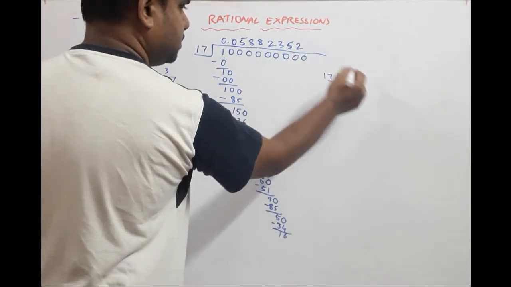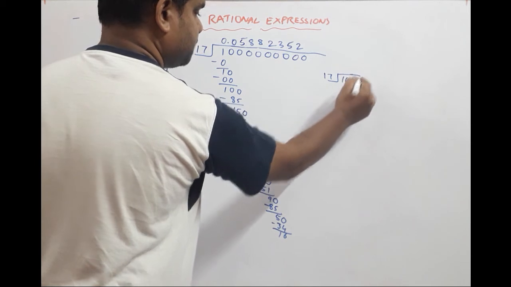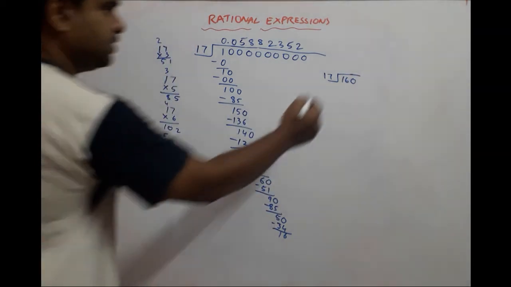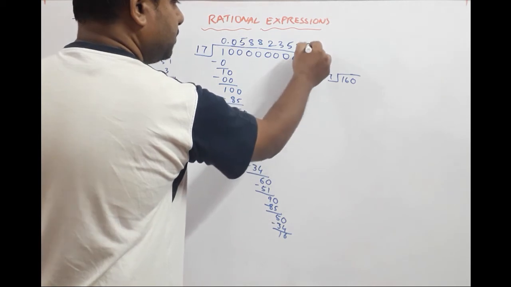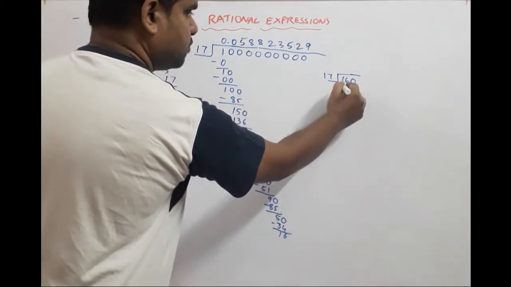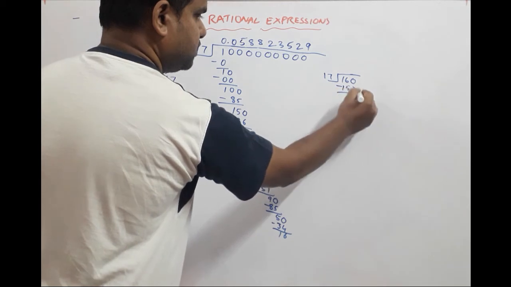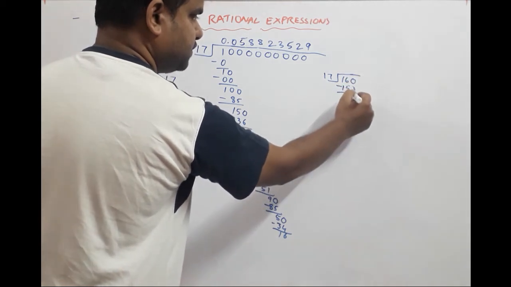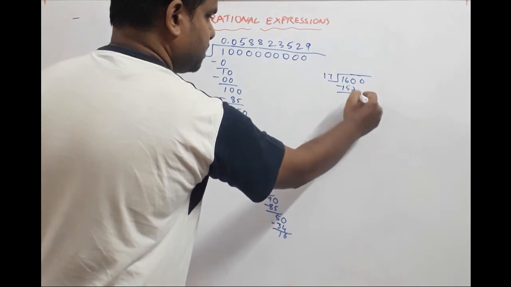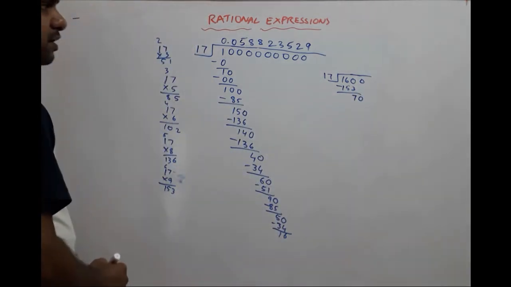So I put a 0 here. So similarly I have to put a 0 here. And 160. So 17 into 9, 153. So 17 into 9. Remember, I will be putting the quotient. I'll continue over here. 153. The remainder will come here. So 160 minus 153 gives us 7. Put a 0 here. And I'll put a 0 down here as well.